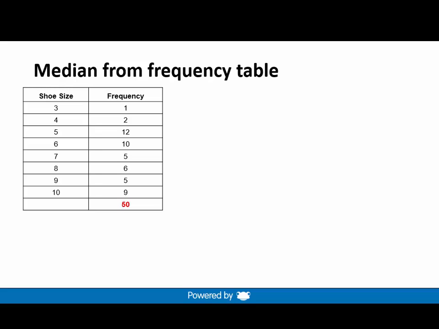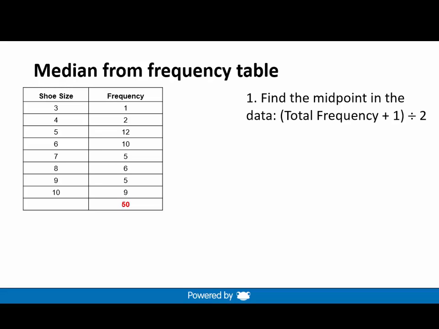If we look at calculating the median from frequency tables, I need to find the midpoint in the data, and to do this we take the total frequency, add 1 and divide by 2. So if I do this in this case, my midpoint is 25.5. So I need to identify where the 25th person would be.